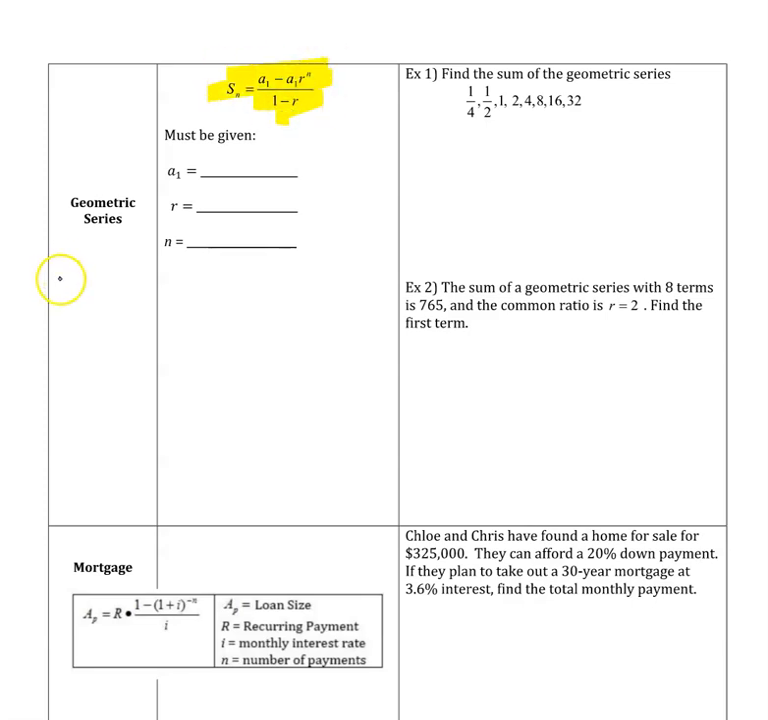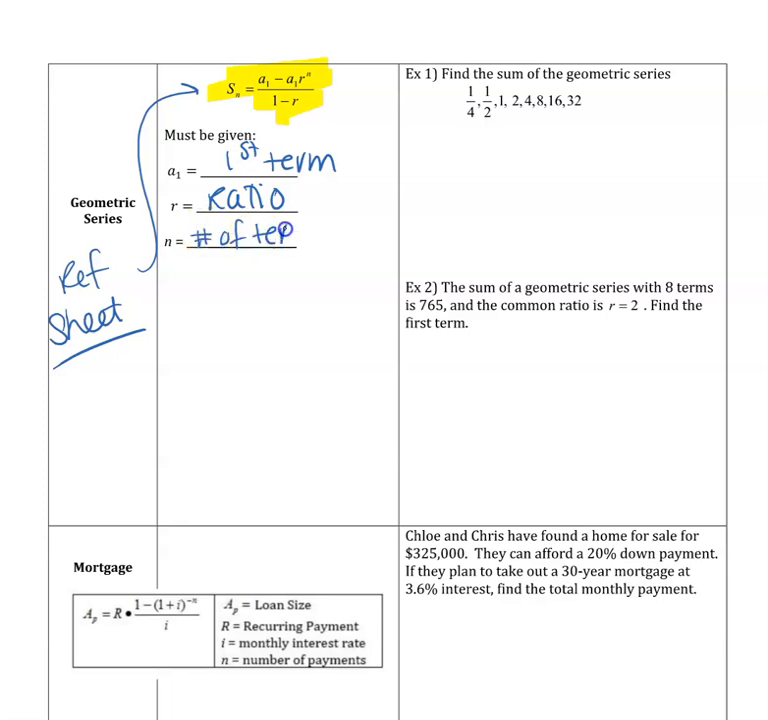Okay, so I'm going to write a little note. This is on your reference sheet, so you don't have to have that memorized. There we go. This is on your reference sheet. You need to know your first term, your common ratio, and n represents the number of terms that you would be adding together.